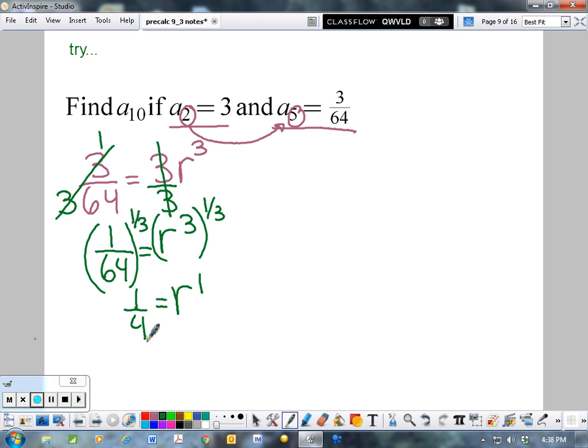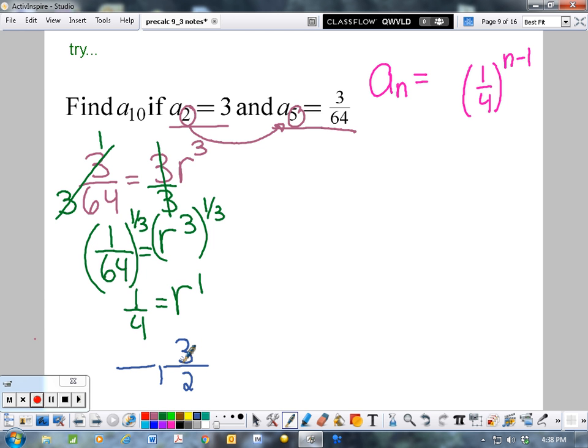So now I'm going to go ahead and do the nth term. So my nth term is going to be my first term times my r. So my r is 1/4 to the n minus 1 power. So I've got to figure out what that first term is to plug in there. So now I'm going to go back to the idea that, well, here's my first term, here's my second term, and my second term was 3.